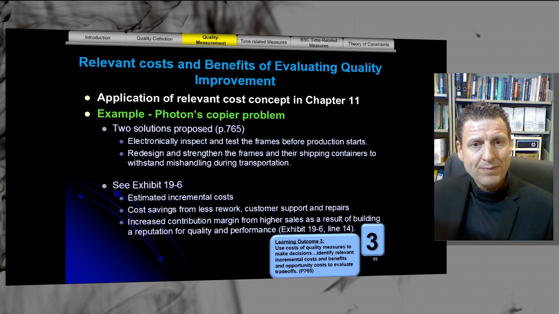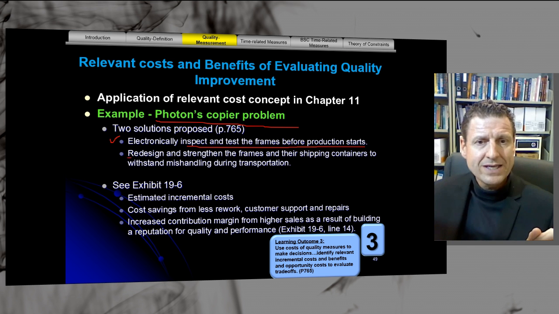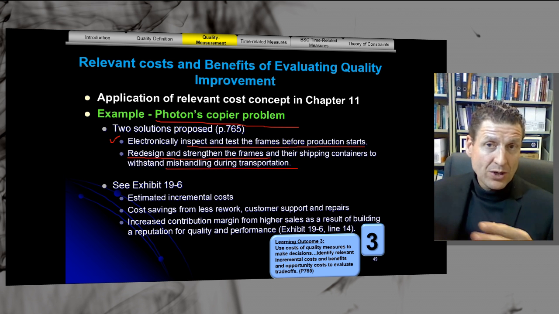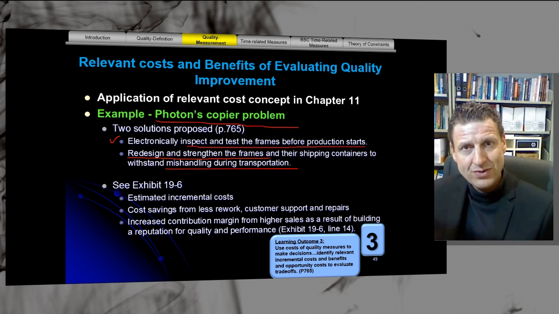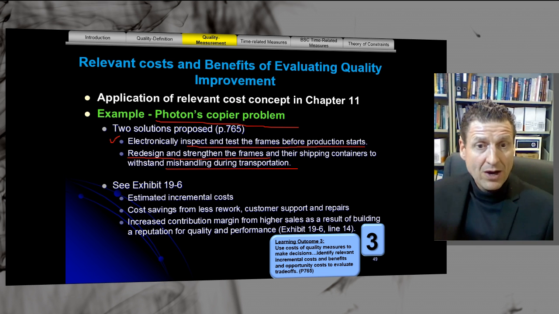So in Photon's copier problem, there were 2 solutions proposed. We could, number 1, electronically inspect and test the frames before production starts. And that's kind of like appraisal costs. You're appraising, you're doing things early on. Or we could redesign and strengthen the frames and their shipping containers to withstand mishandling during transportation. So that's sort of later in the process, but they are two different options. If you do one, you not necessarily have to do the other. They're kind of optional. So let's have a look at the different costs associated with these two solutions.